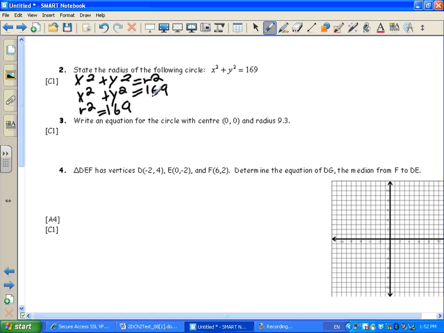Okay. Now, what we need to do is we need to find R. R is the radius of this circle. So we need to square root both sides to find out what R is equal to. So the square root of 169 is 13. So the radius of the circle is 13 units. Not 13 point, it's 13 on the dot.